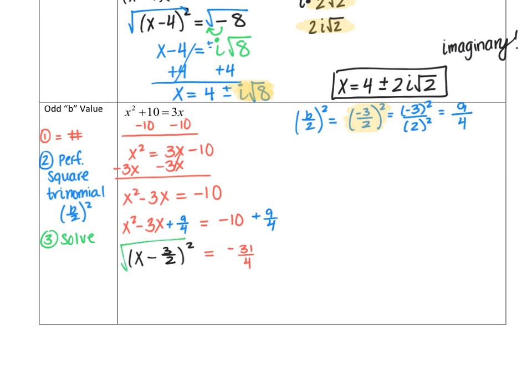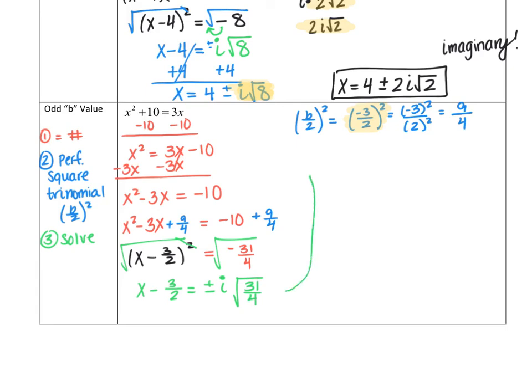So we're going to take the square root of both sides. The square and the square root cancel each other out. So we have x minus 3/2 equals plus or minus, don't forget to drop out the i, and then radical 31/4. So just like we did here, where I square the top, square the bottom, when you have a radical like this, you could square root the top and square root the bottom.